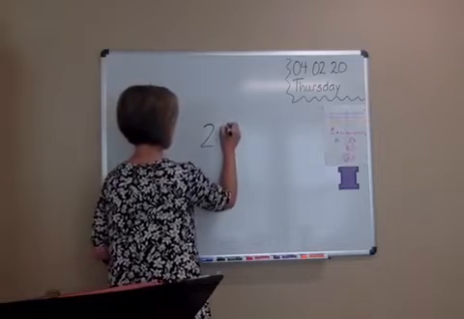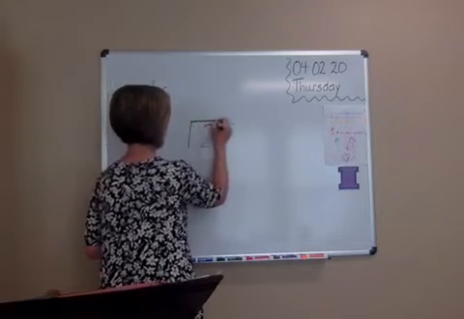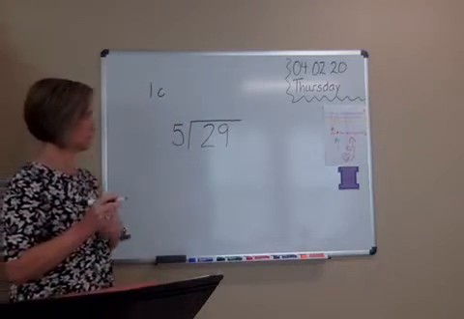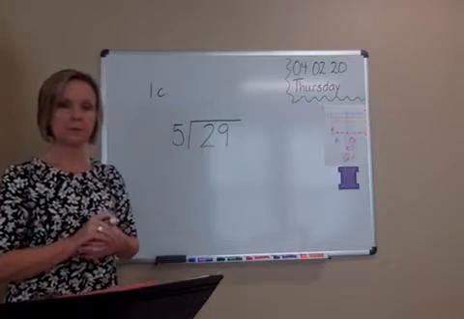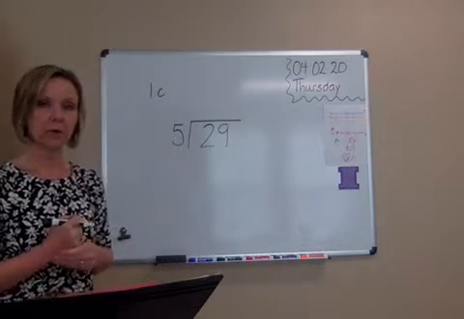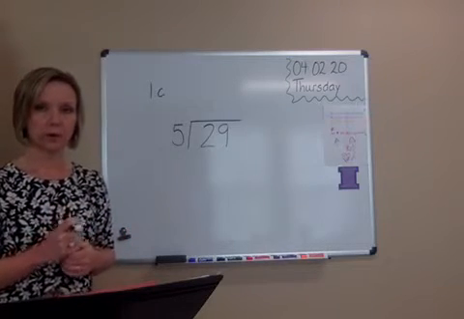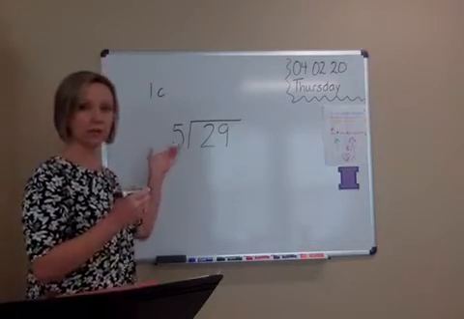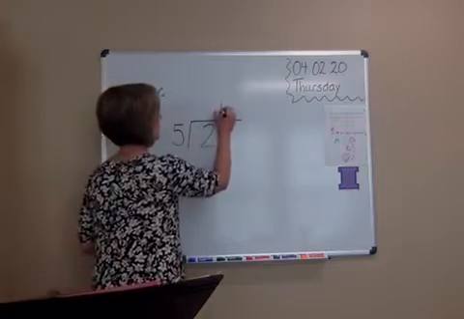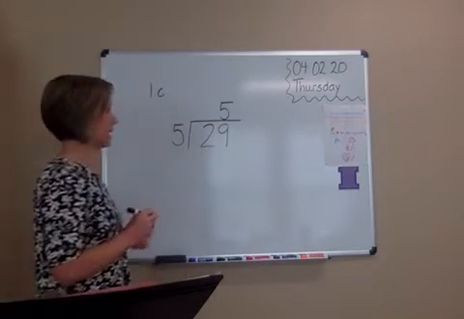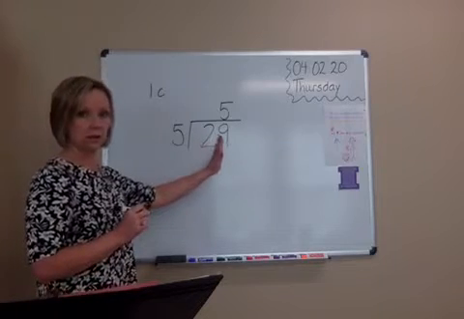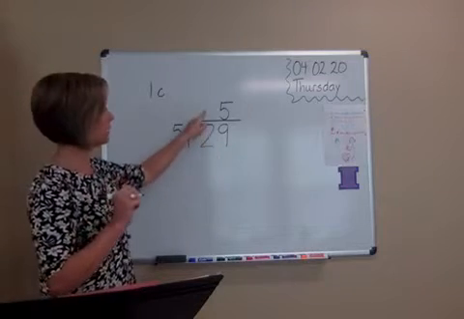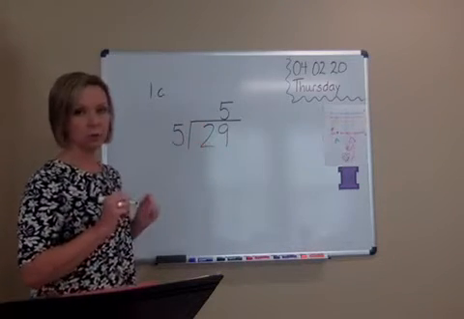29 divided by 5. Okay, 29 divided by 5. How close can we get to 29 on our 5 table without going over? 25. So what times 5 gives us 25? 5. Right. So now we're going to multiply and make sure that it's over the 9, stating that you're using the whole number of 29. If you wanted to do the 0 step, your 0 would be here over the 2.